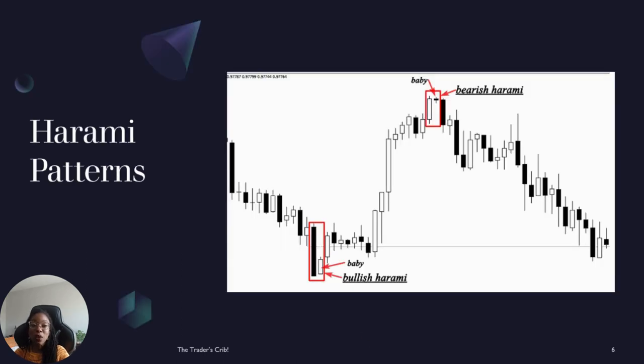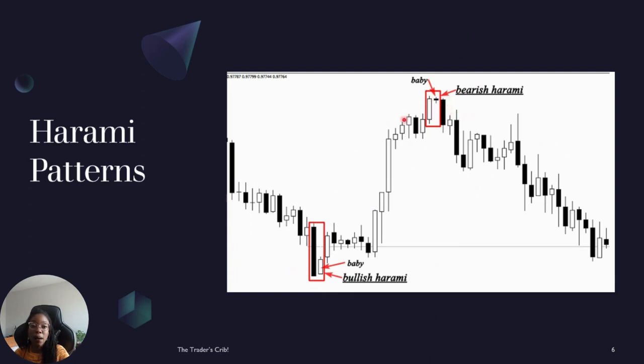So therefore, to be an actual bullish or bearish Harami, the smaller candle and its wicks need to be inside the body of the larger candle. Depending on the color will depend on if we're going bullish or bearish. And it's the color of the baby. So we would say this is the mother candle, the long candle, and this is the baby.